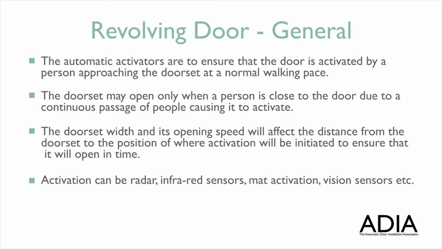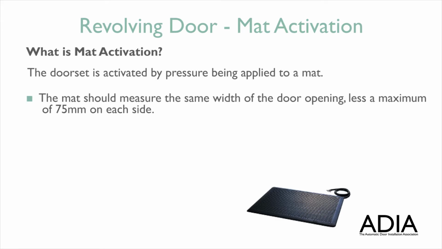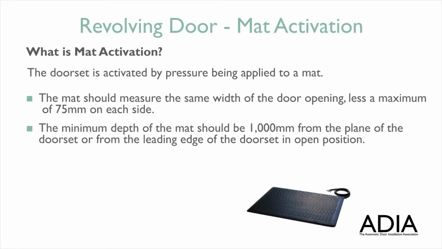Activation can be radar, infrared sensors, mat activation, vision sensors, etc. What is mat activation? The door set is activated by pressure being applied to a mat. The mat should measure the same width of the door opening less a maximum of 75 mm on each side. The minimum depth of the mat should be 1000 mm from the plane of the door set or from the leading edge of the door set in open position.